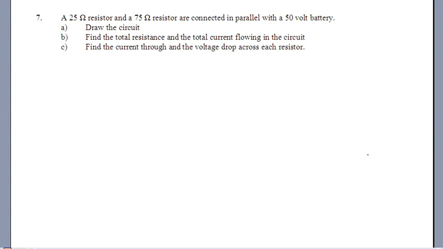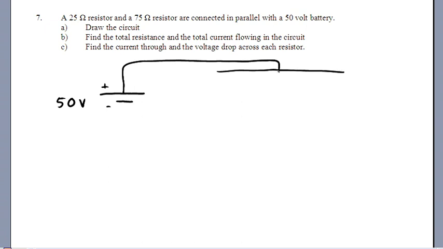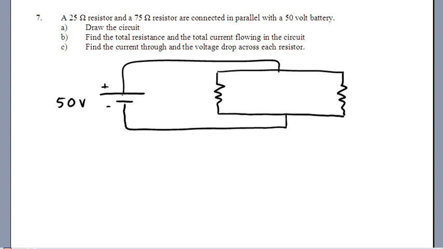Sure, here we go. Got my battery, big end is positive, and it's a 50 volt battery. And we're hooked up in parallel. So at some point, things split. Maybe like this. And we've got one resistor here, another one here. Then it's going to get back together and make its way back to the battery. So we've got a 25 ohm resistance side by side with a 75 ohm resistance. Okay, circuit's all drawn. Part B, can you find the total resistance and then the total current of the circuit?